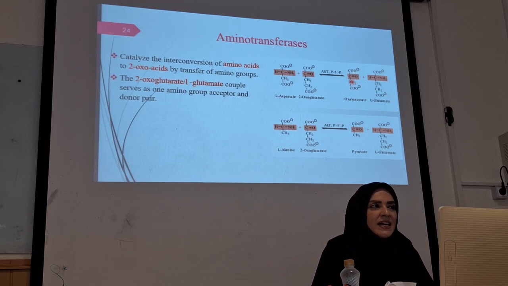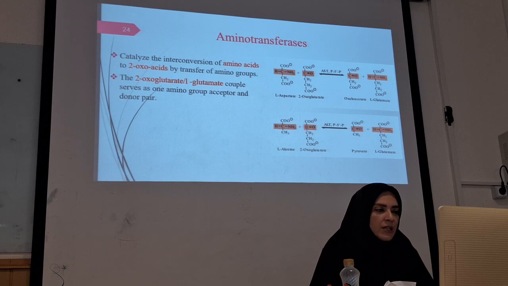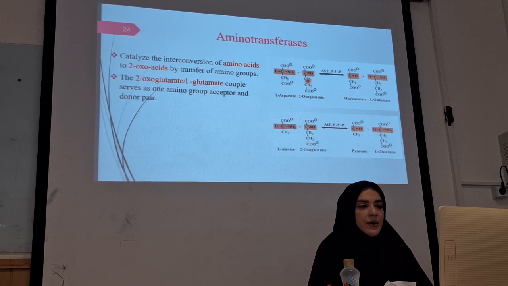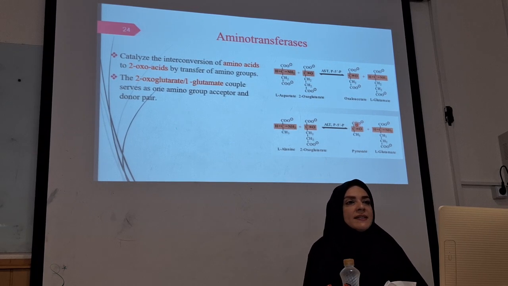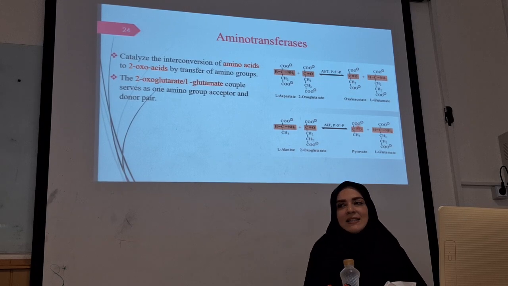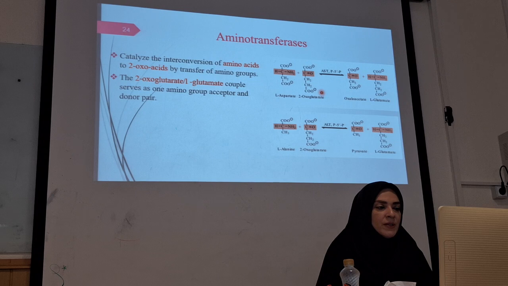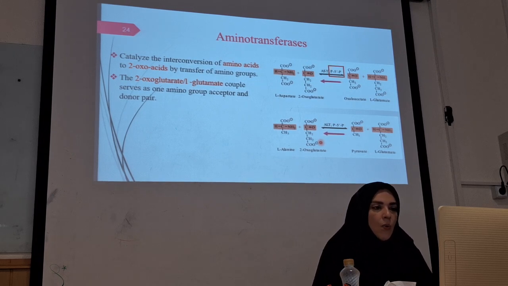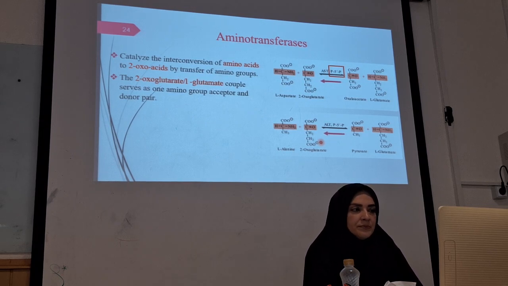because they contain a keto group. What is a keto? CO. CO is a keto. So all of these products, no matter whether this is 2-oxoglutarate or alpha-ketoglutarate, oxaloacetate, pyruvate, all of them are considered keto acids. So these are the interconversions of amino acids. What is the cofactor for this reaction?